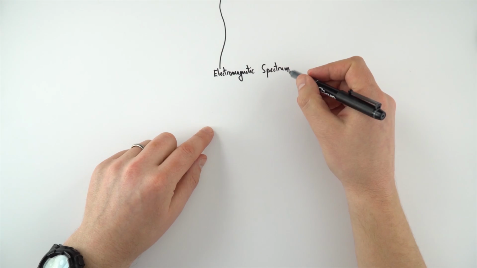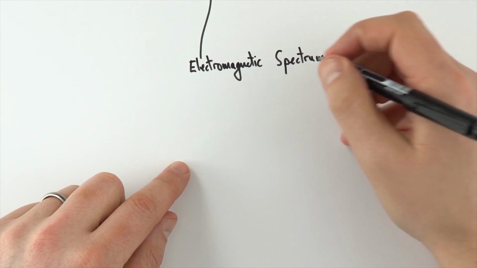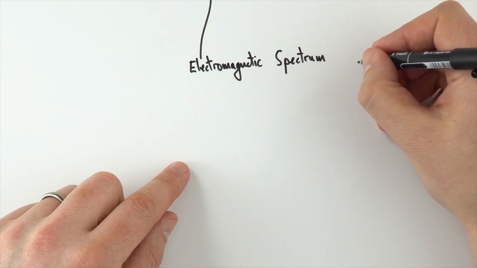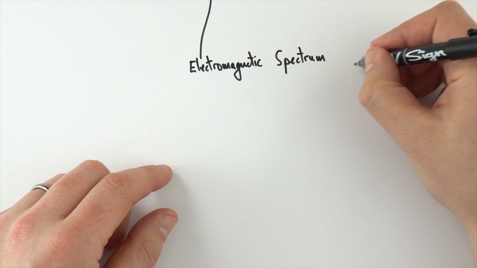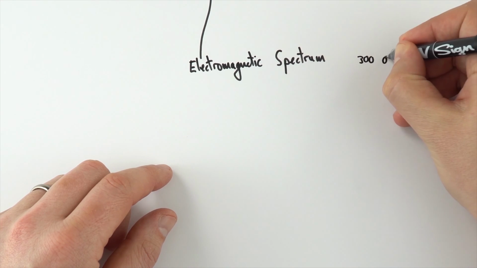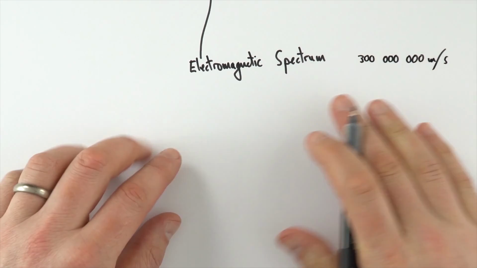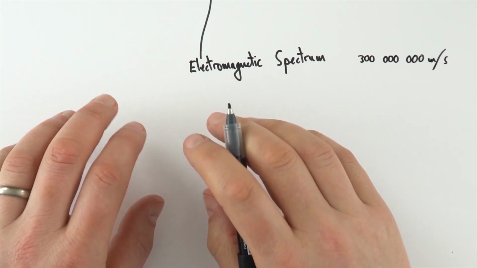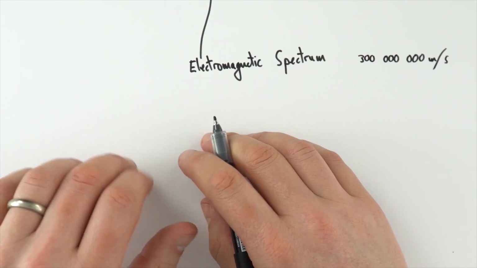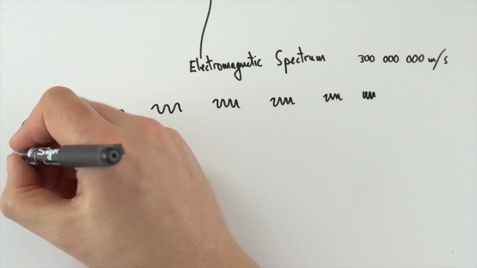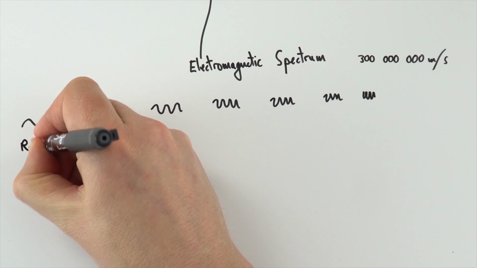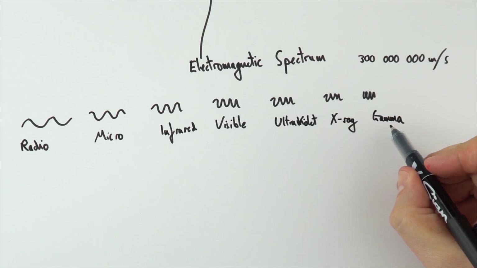So the electromagnetic spectrum is a whole series of waves, and all of these travel at the same speed through a vacuum. This is also the speed of light, which is 300,000 meters per second. So that's pretty quick. And there are 7 main categories of waves that we're interested in. We go from radio at one end through to gamma at the other.